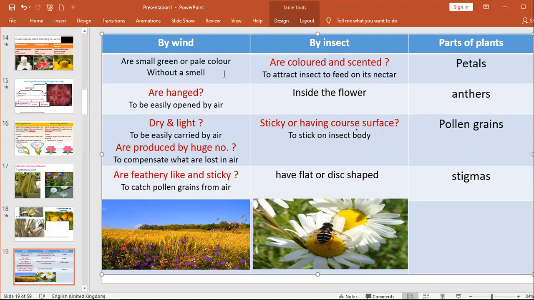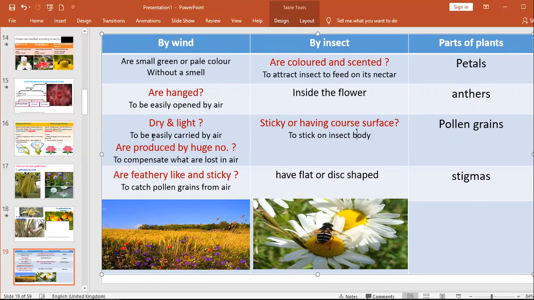But in the wind case, I don't need colored and scented petals, but I need anthers that are hanging, like the shape of a hop. They are inclined in shape, to be easily opened by air. It's not straight, not hard. It's hung to move with any wind or air. It's opened easily.